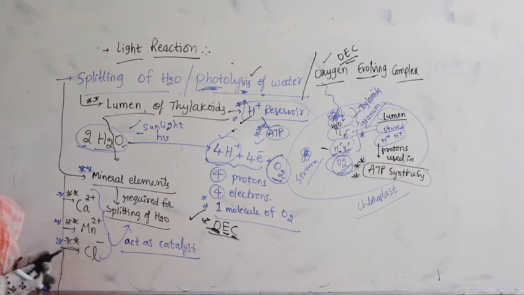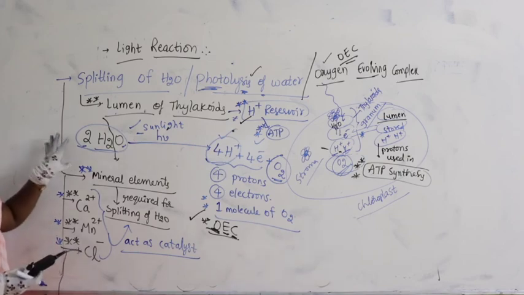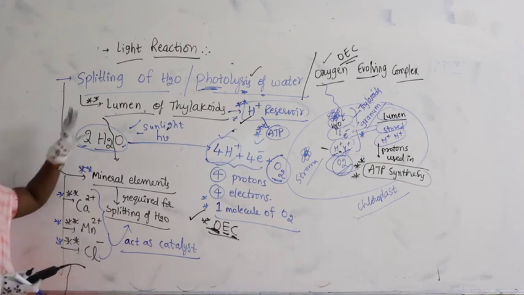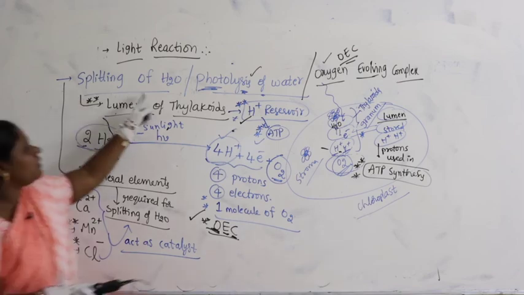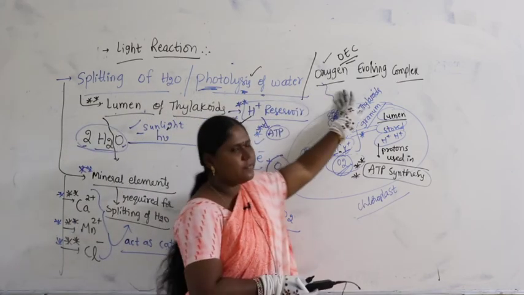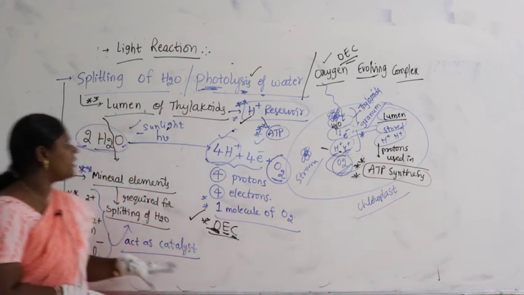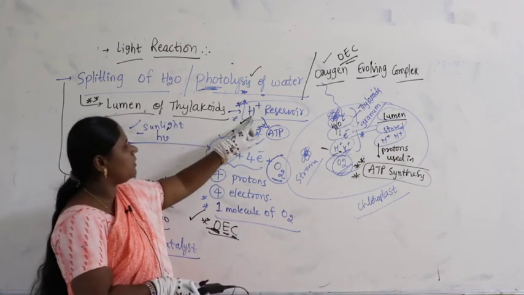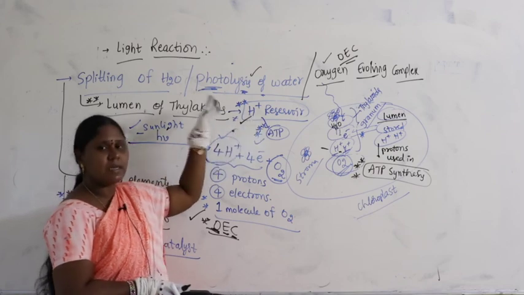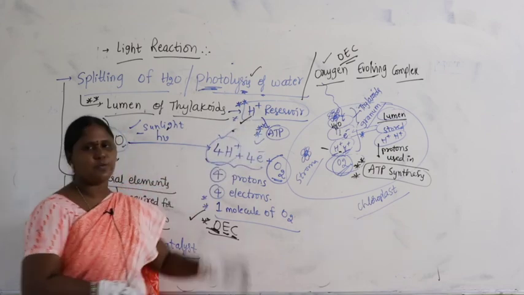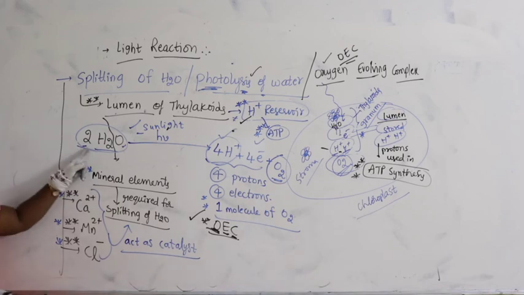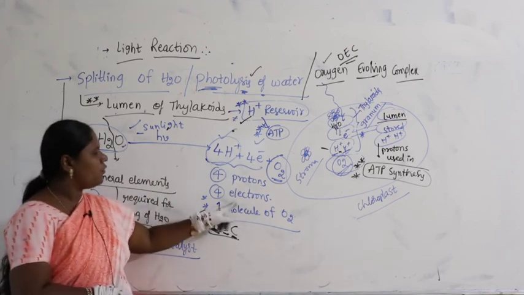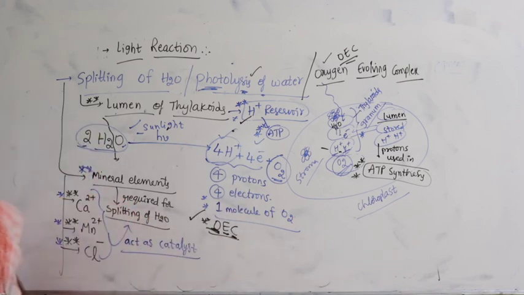Right. So all of you got, I think, a very simple concept here. This part is very simple. Let us quickly revise. Splitting of water is called photolysis of water, also called OEC, oxygen evolving complex. It happens in the lumen of thylakoid. It stores and accumulates protons. Using protons, in a later part of the reaction there is a synthesis of ATP. So how is water splitting here? Now 2 water produces 4 protons, 4 electrons and 1 molecule of oxygen.